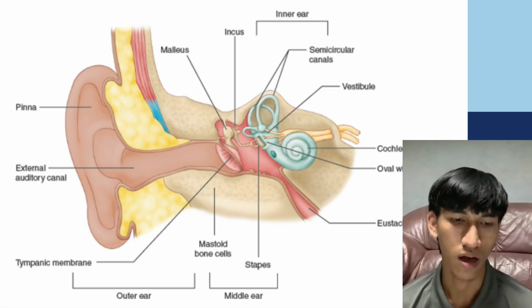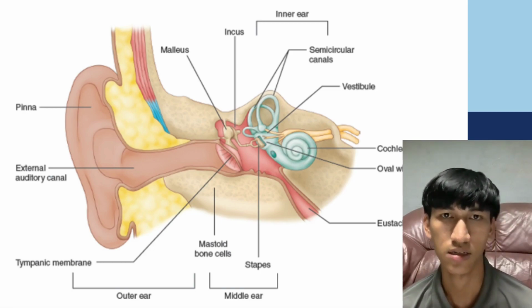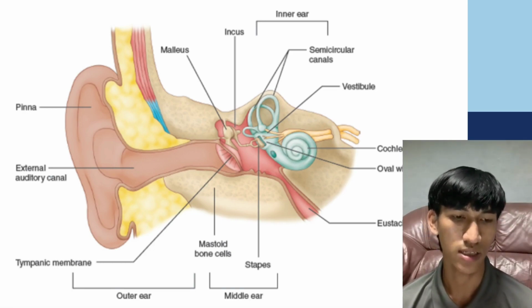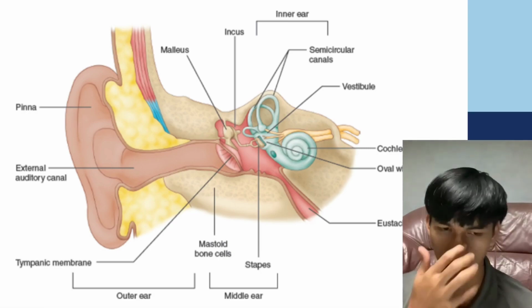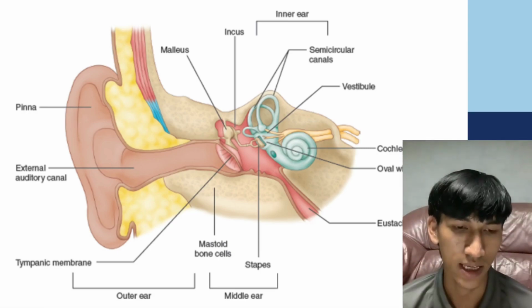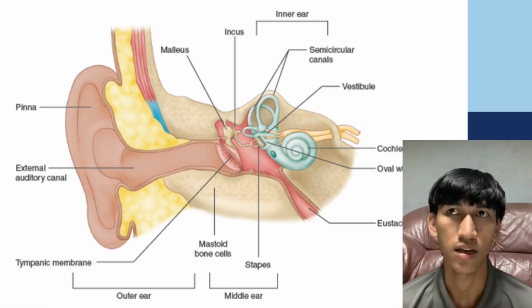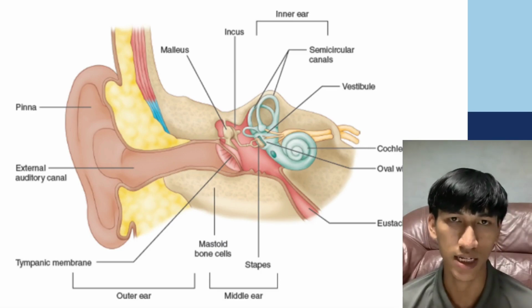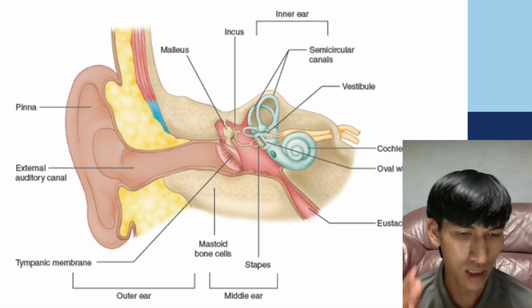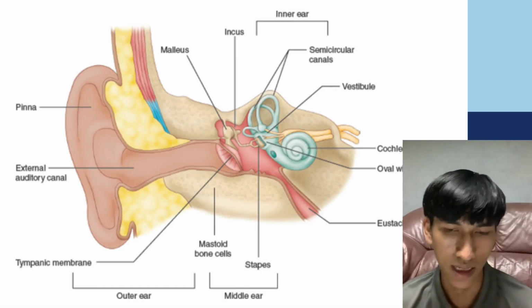So we move to the next slide. As you can see, there is a figure of the structure of the ear. I got this from the Cengage ebook. As you can see here, the structure of the ear has three main structures, which are the outer ear, middle ear, and the inner ear.